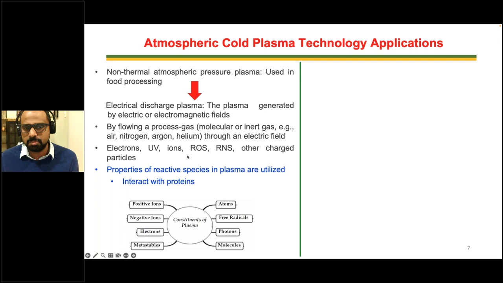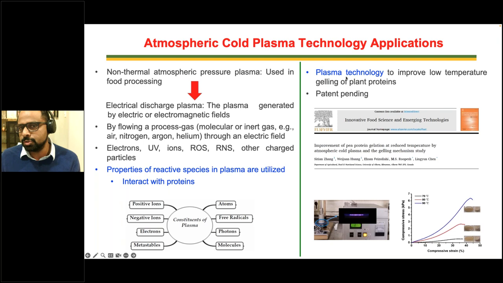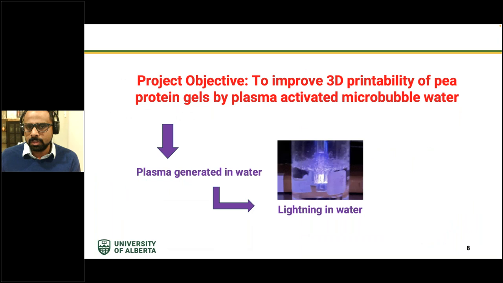So here we have to remember that you are converting a gas into plasma by breaking it down, and it contains a lot of reactive species, as I mentioned here. These reactive species can interact with proteins. For example, if you use plant proteins, you can modify the properties of these proteins. So that's what we utilized. Recently we did some studies on the use of plasma technology to improve the gelation properties of plant proteins and the parent painting, and we published this work recently. Then we expanded that work to our current project.